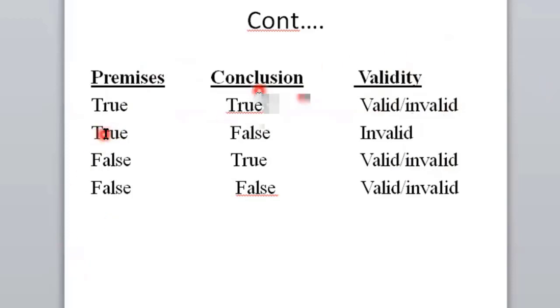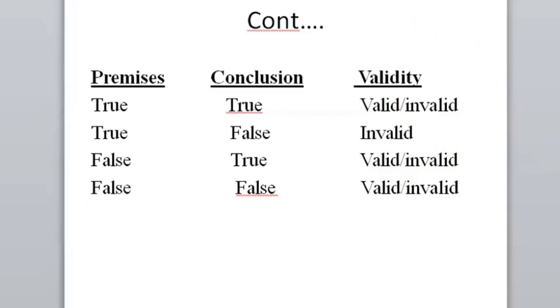The second, as I have told you, is when we have true premises and a false conclusion. The validity of this deductive argument is always invalid. It cannot be valid by any means. Don't forget this exception. It's always invalid. The third possibility is that we may have false premises and a true conclusion. At the same time, we may have false premises and a false conclusion. For both cases, the validity can be both valid and invalid, depending on the relation between the premises and the conclusion.